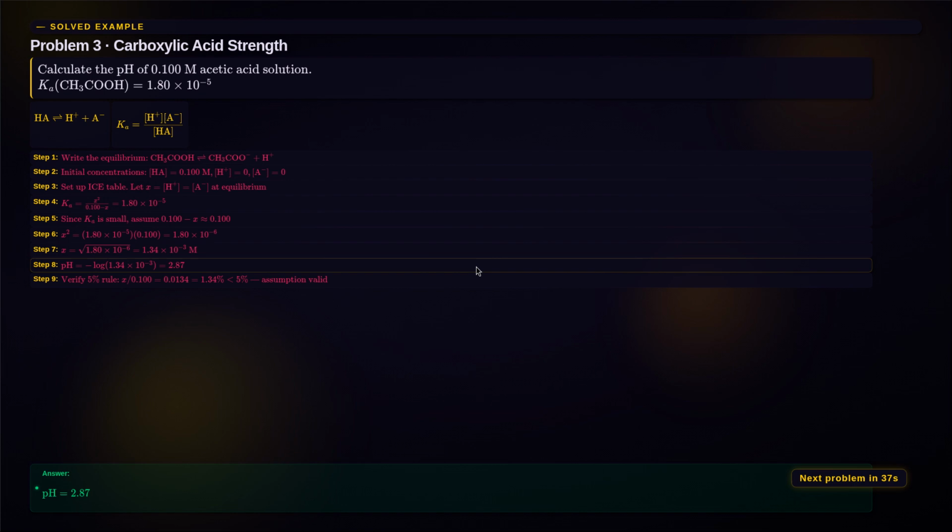Step 8. pH equals negative log of 1.34 times 10 to the minus 3, which equals 2.87. The approximation is valid at 1.34%, which is less than 5%. The answer is pH equals 2.87.